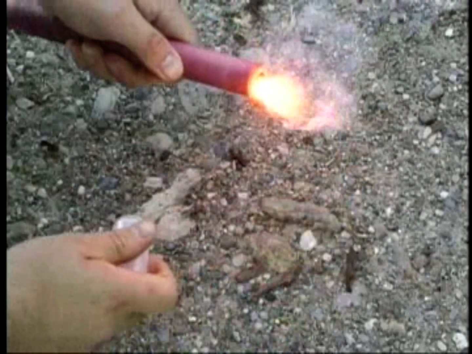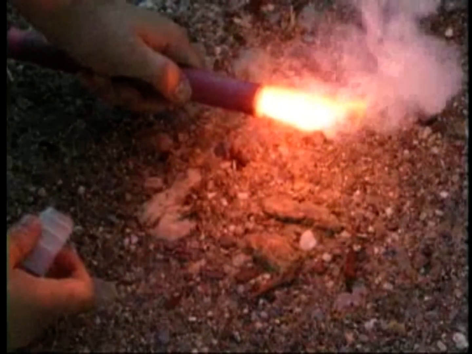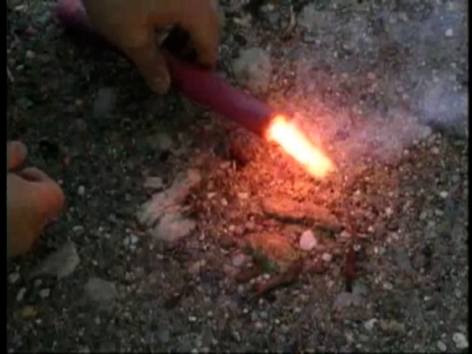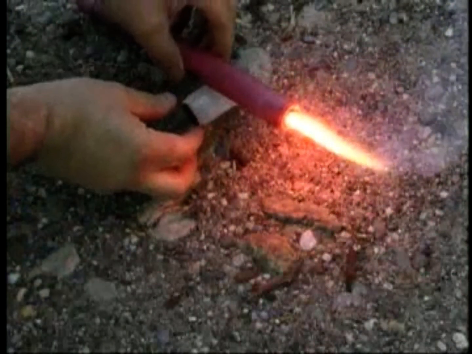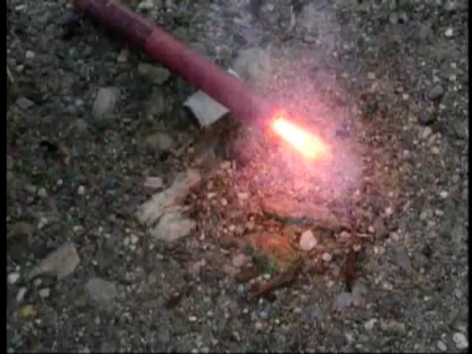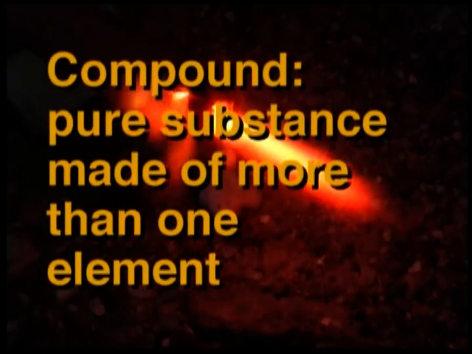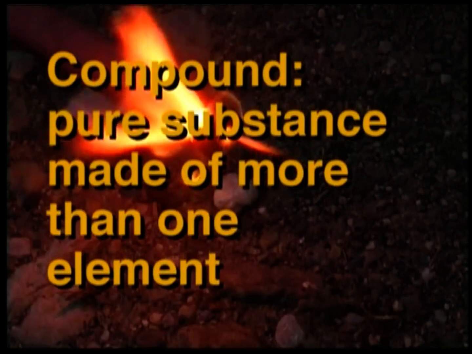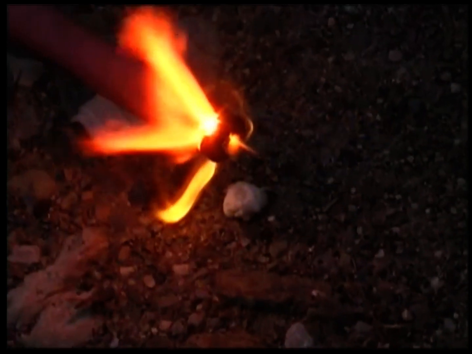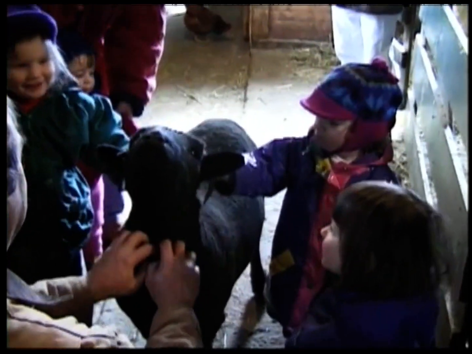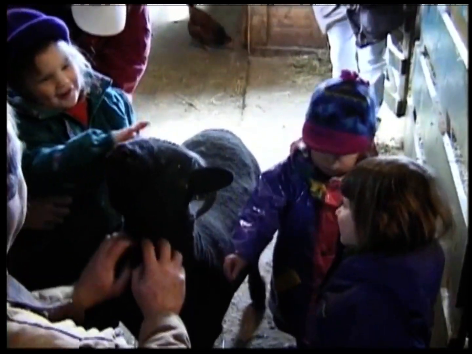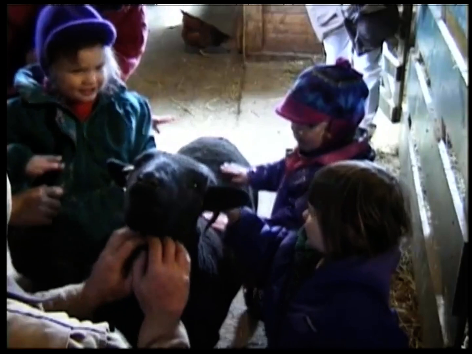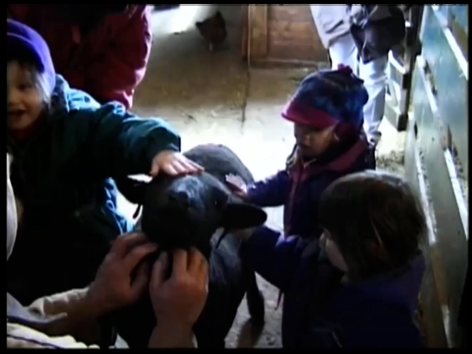The bright flame in this flare is generated by a combination of elements. The active ingredients are a blend of more than one element. A compound is a pure substance that is made of more than one element. Nearly everything you come in contact with is made of different combinations of elements, or compounds. There are millions of compounds.